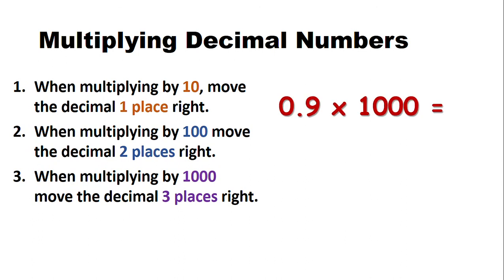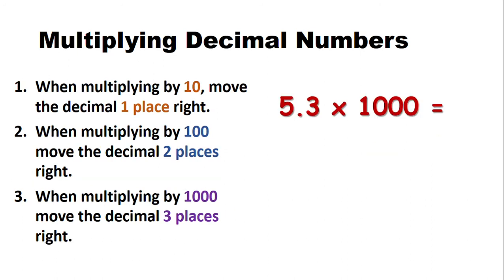And let's try this one. Now this one's very tricky. We have to remember that 0.9 is equal to 0.90000. If we remember that and we move that decimal 3 places, we will get 900.